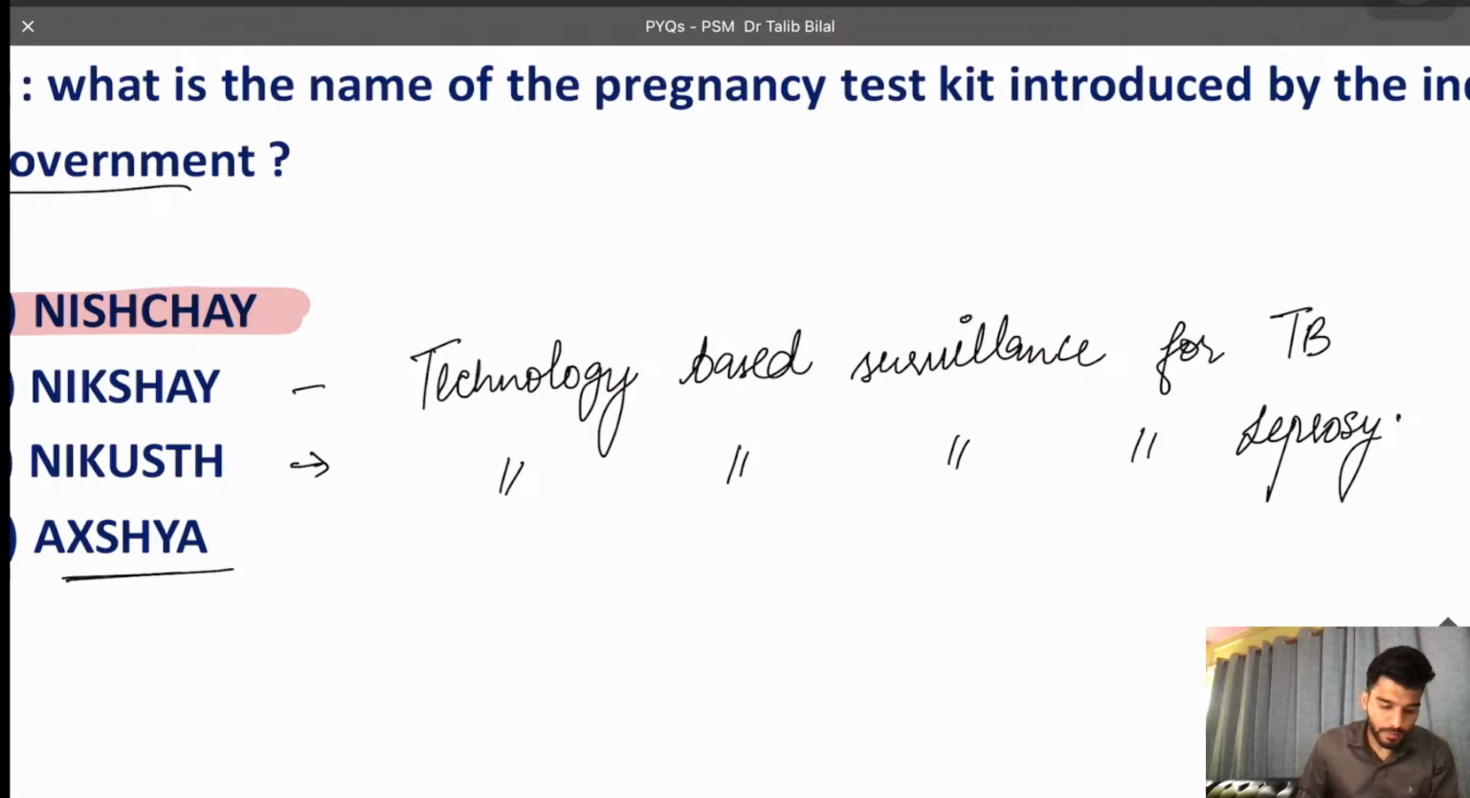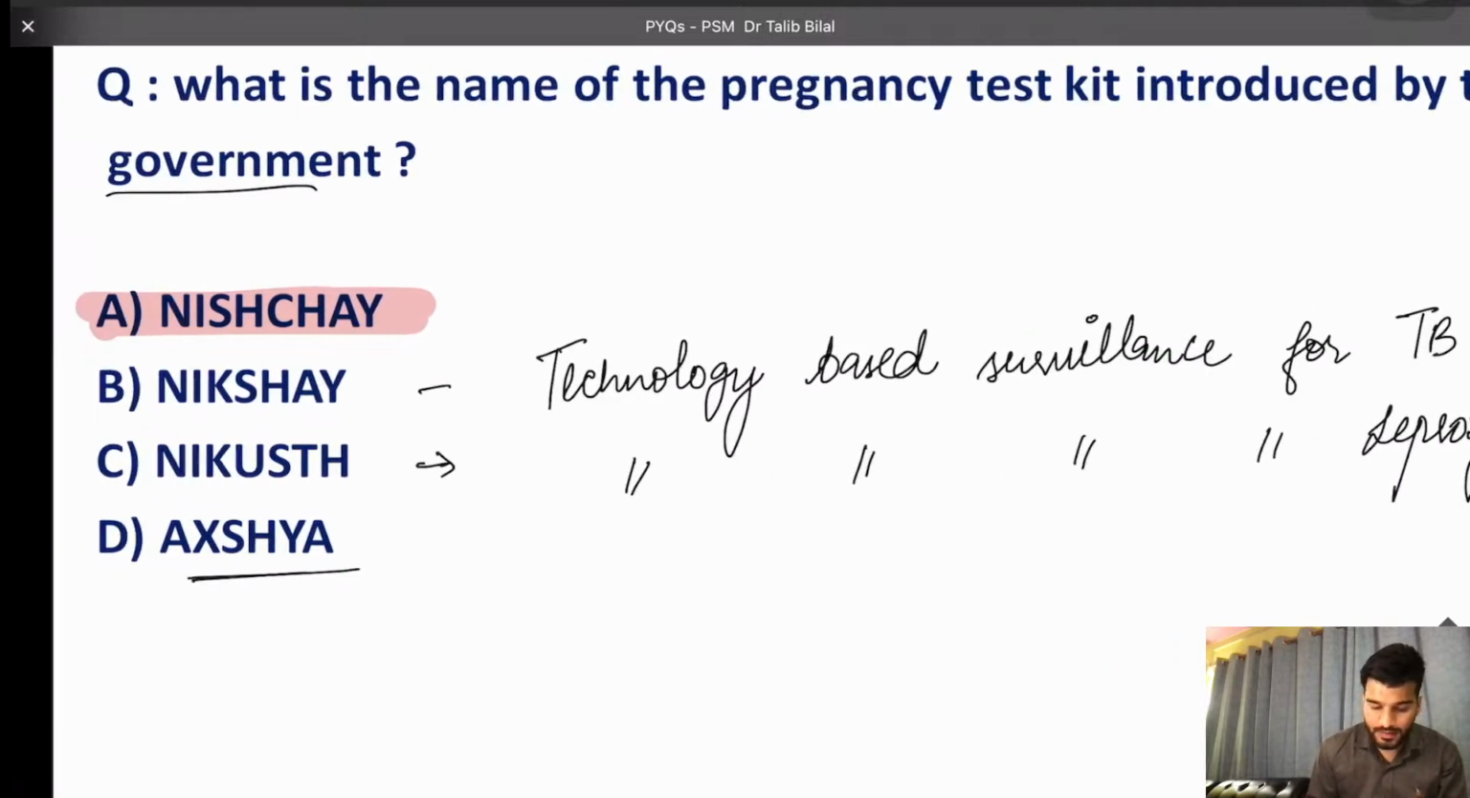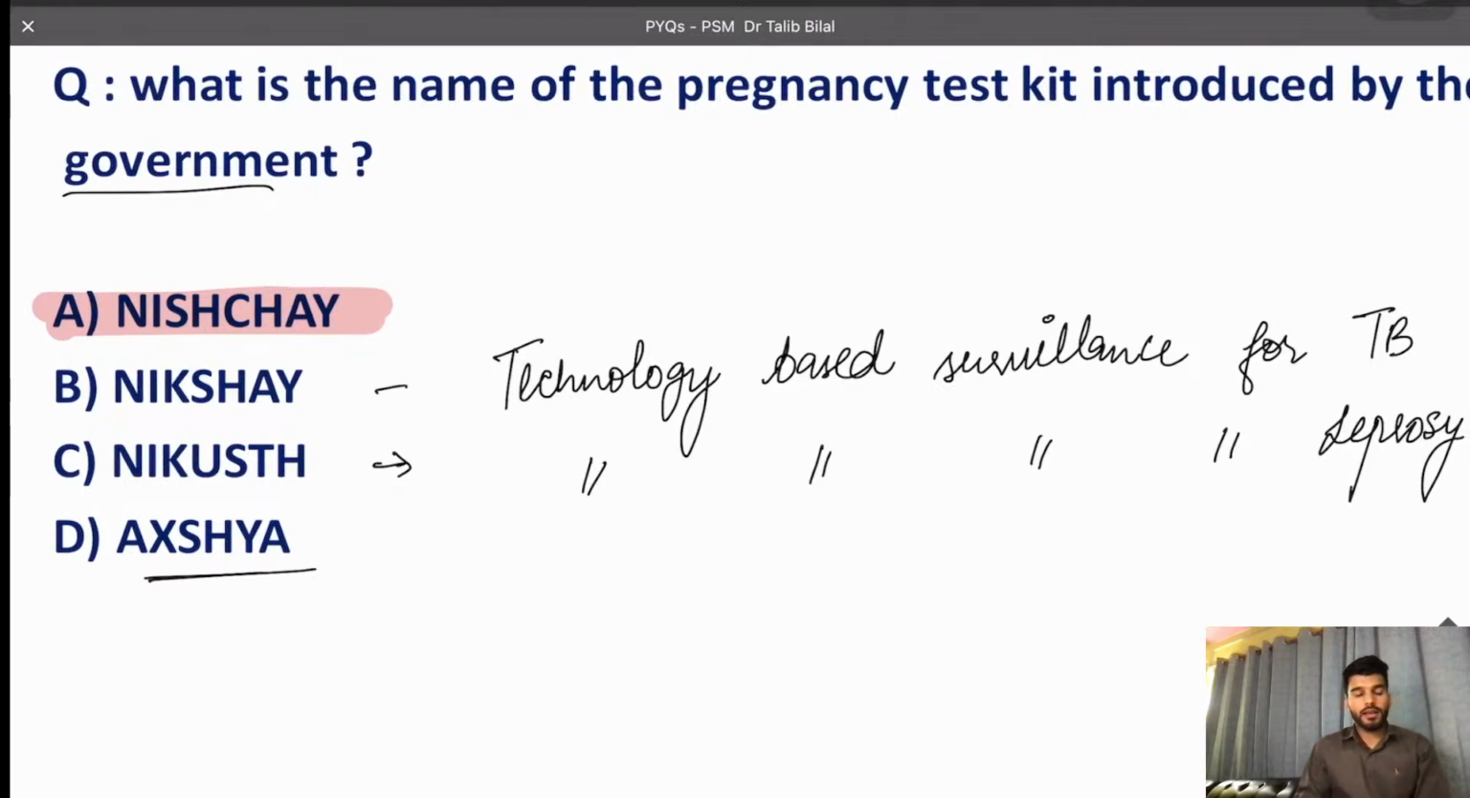Nischay for the pregnancy kits. Nikshay for TB. Nikust for the leprosy. Very good.